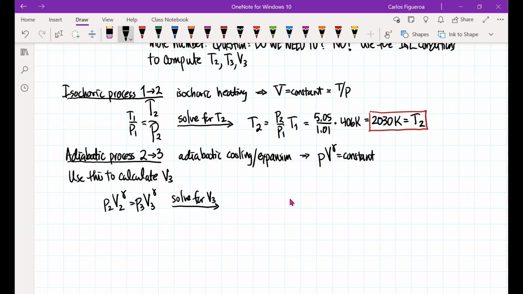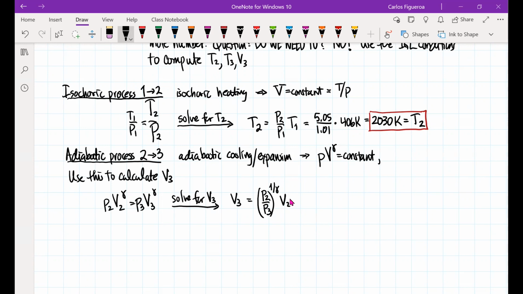So if I solve for V3, let's see what happens. If I isolate V3, that means I have to bring over P3. Note that I have P2, P3. But let's be careful now. In order to isolate V3, I have to take the inverse of gamma. That means the pressures now have the inverse of gamma. And if I take the inverse of gamma on the volume, you're going to see that now I'd have the volume with no gamma factor.